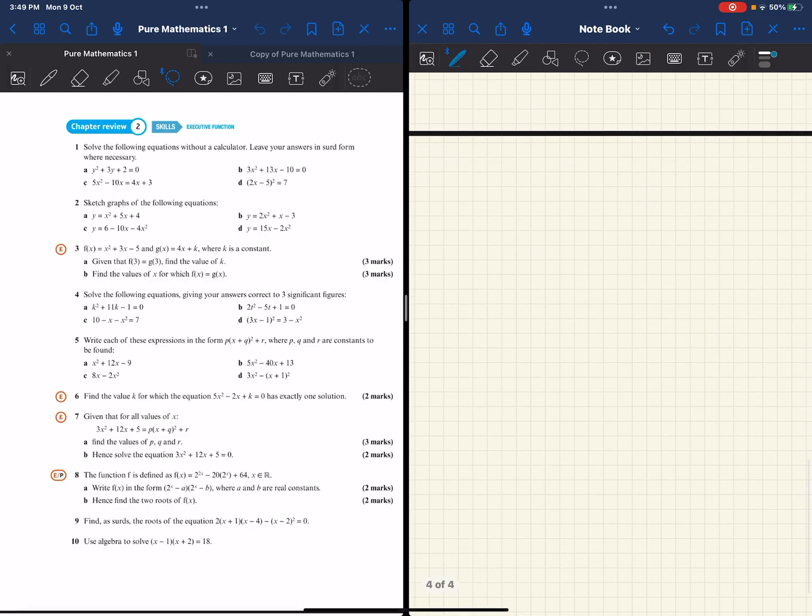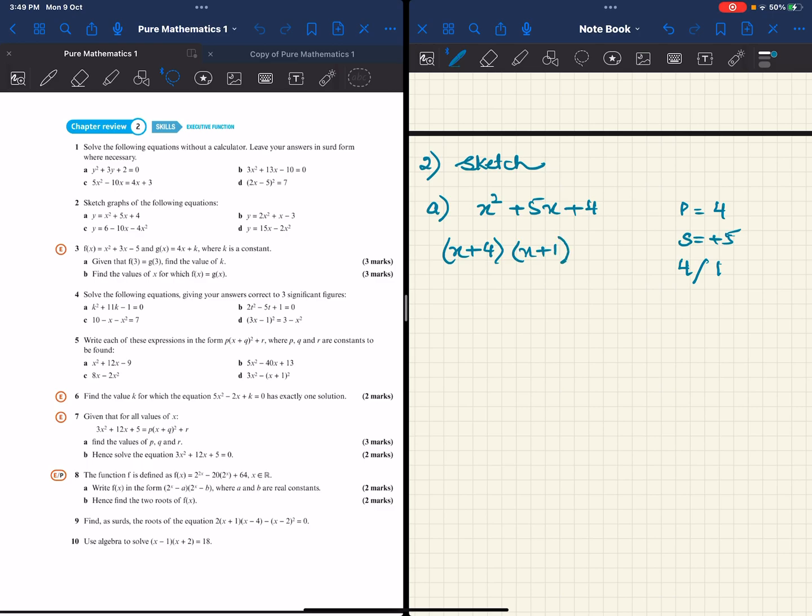Moving on to question number 2. Question number 2 says, sketch the graph of the following equations. So here we need to sketch the graph. Starting with question A, we have x squared plus 5x plus 4. Our product is 4, which is the constant. Sum is positive 5. The numbers are 4 and 1. 4 times 1 gives us product 4, and adds up to give us a sum of 5. So our factors are x plus 4 and x plus 1.